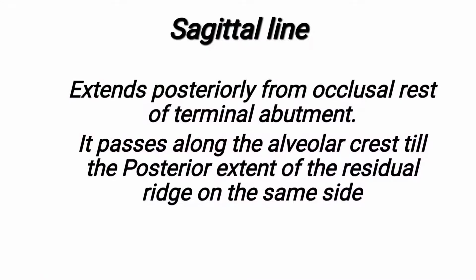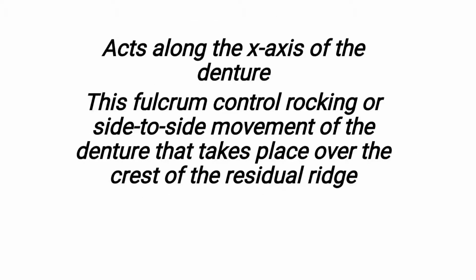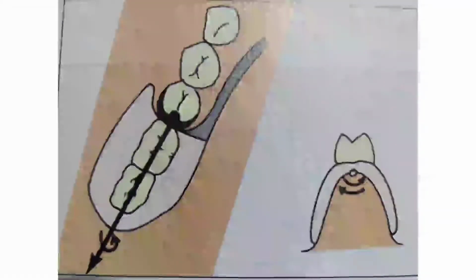Now, the sagittal line extends posteriorly from the occlusal rest of the terminal abutment. It passes along the alveolar crest till the posterior extent of the residual ridge on the same side. This fulcrum controls rocking or side-to-side movement of the denture that takes place over the crest of the residual ridge. This is the sagittal line.